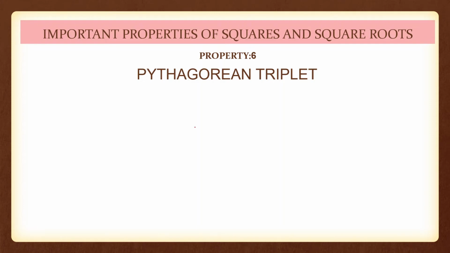The most important property of squares and square root is property number 6, Pythagorean triplet. If you haven't seen my previous video where I have discussed the remaining 5 properties, you can click on the I button which is flashing on the top right side of your screen.